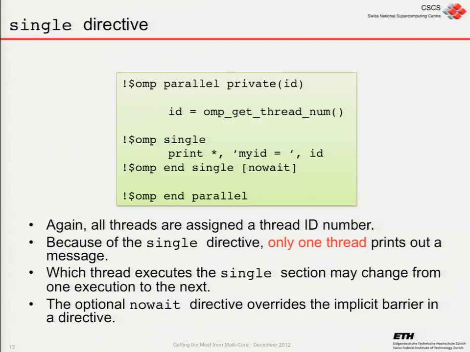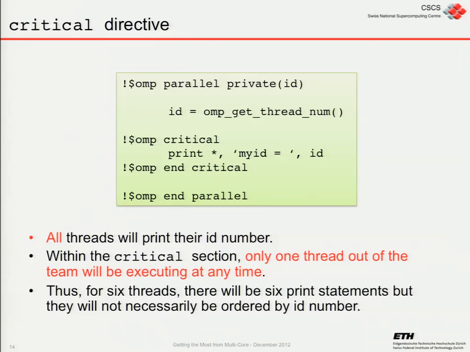Now with single, otherwise, if you don't put nowait in, then you will have a barrier even at single itself. So with single, typically you would want a nowait in there. Critical is for those times where something is critical. You don't want somebody else to be doing something at the same time.